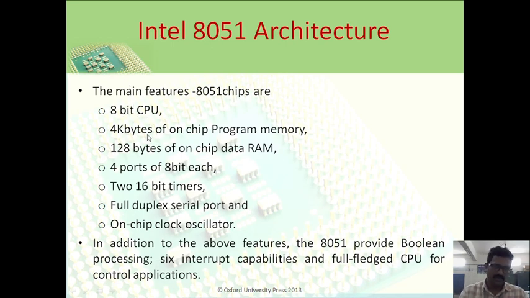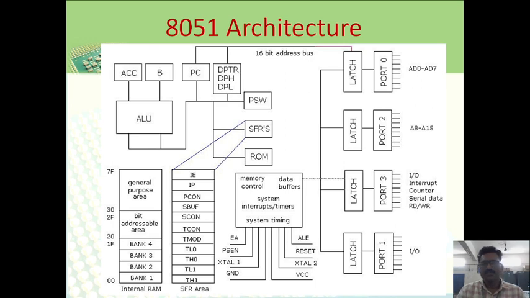It has internal memory, RAM and ROM. Here 4 KB of on-chip program memory and 128 bytes of on-chip data RAM, 4 ports of 8-bit each, 2 16-bit timers, a full duplex serial port and an on-chip clock oscillator. In addition to the above features, the 8051 provides Boolean processing capabilities and a full-fledged CPU for control applications.